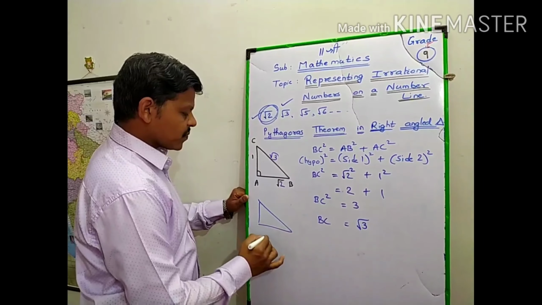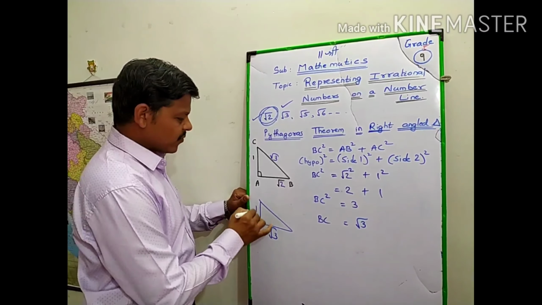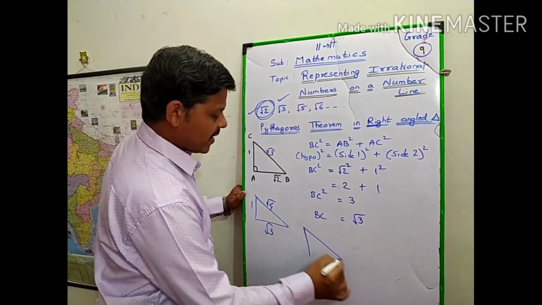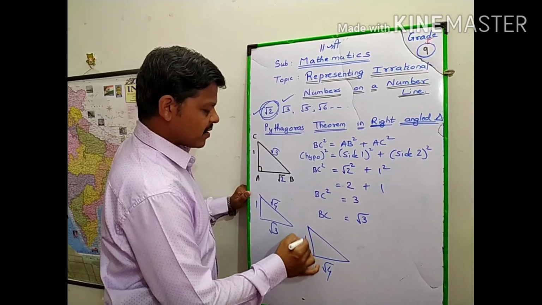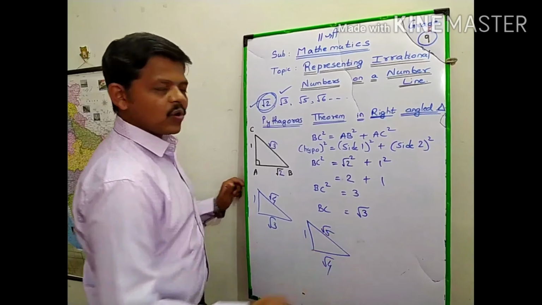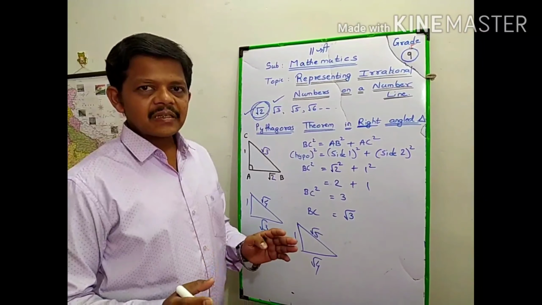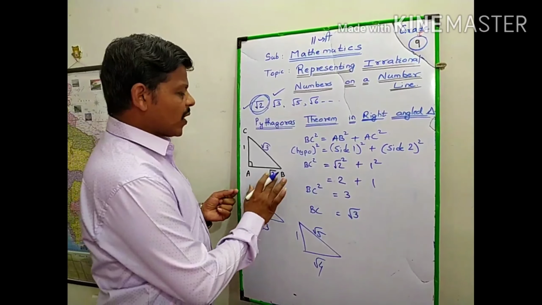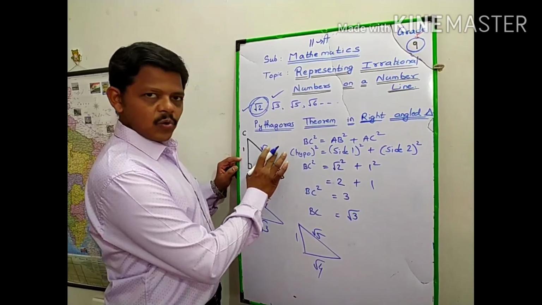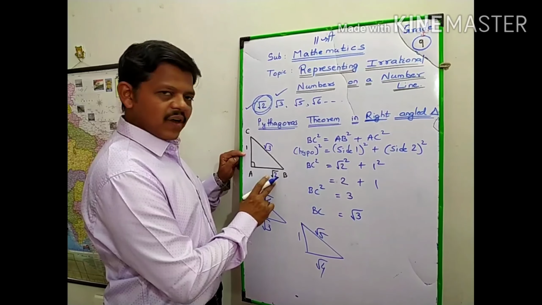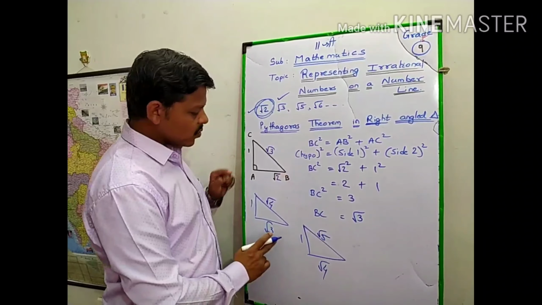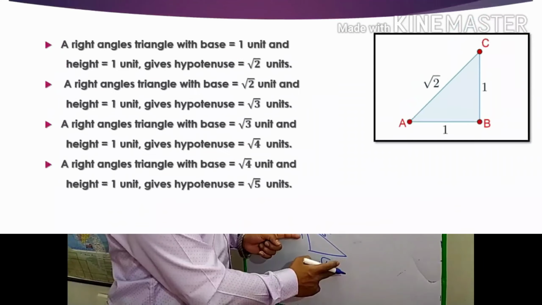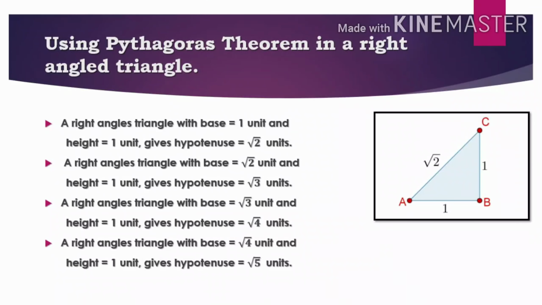Similarly now, root 3 as the base, 1 as the height will give me root 4. Again, moving ahead, root 4 as the base, 1 as the height will give me root 5. So just understand, remember this concept. Root 1 and 1 will give me root 2. Root 2 and 1 will give me root 3. Root 3 and 1 will give me root 4. And root 4 and 1 will give me root 5.